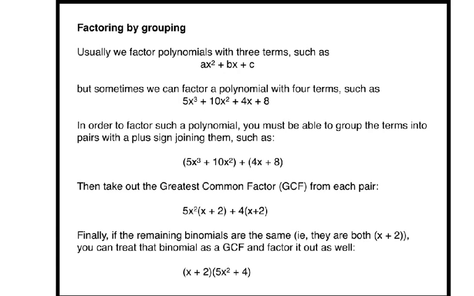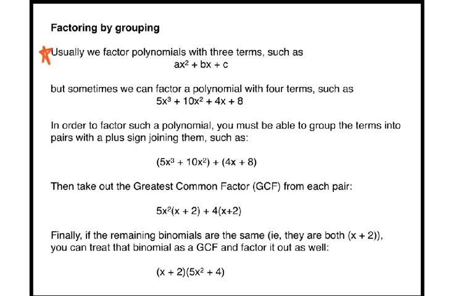This lesson is about factoring by grouping. Usually, we factor polynomials with three terms, such as the standard quadratic form ax squared plus bx plus c. But sometimes we can factor a polynomial with four terms, such as 5x cubed plus 10x squared plus 4x plus 8. This requires a totally different technique, called factoring by grouping.